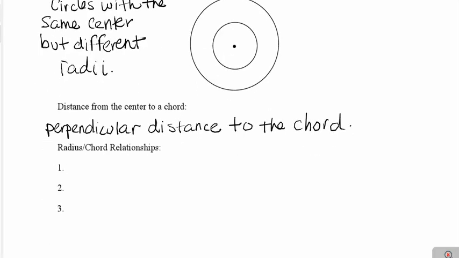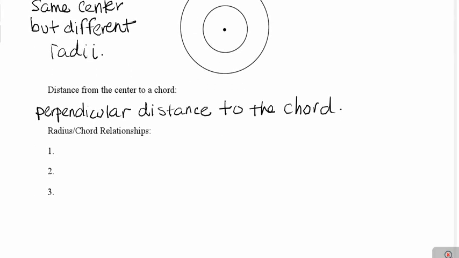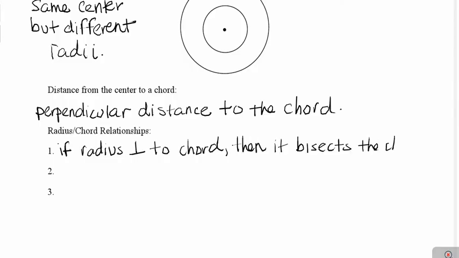Now, keeping this idea in mind, there are 3 radius chord relationships that I want you to keep in mind throughout this chapter. And they kind of all sound a little bit repetitive, but it's just to help you visualize this relationship here. So if a radius is perpendicular to a chord, then it bisects the chord. So if a segment coming from the center point is perpendicular to a chord, then it's going to divide that chord into 2 congruent segments. So that's something to keep in mind.